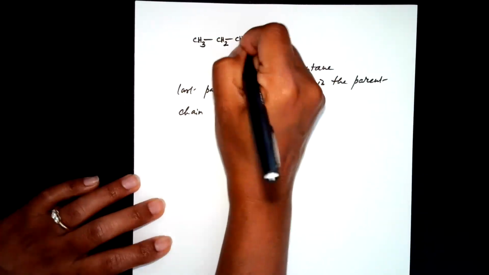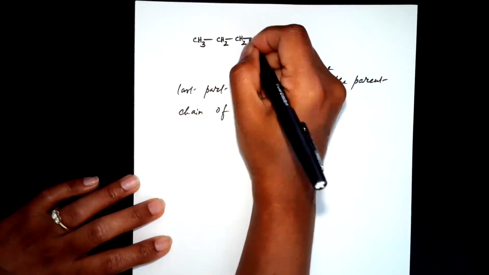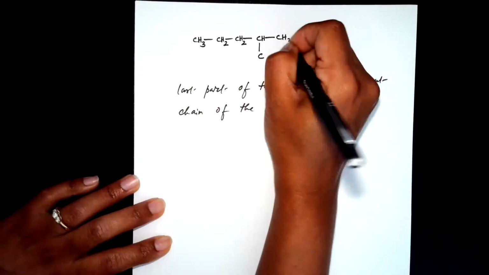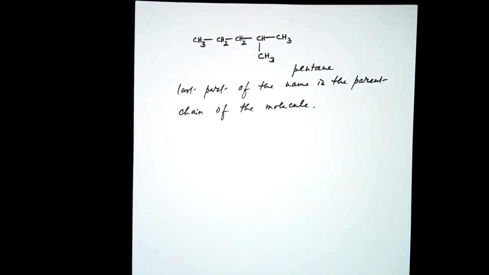This also should have 2 more hydrogens. This should have just 1 more hydrogen because it already has 3 carbon bonds. The last one should have 3 more hydrogens, and then this carbon should have 3 more hydrogens as well.